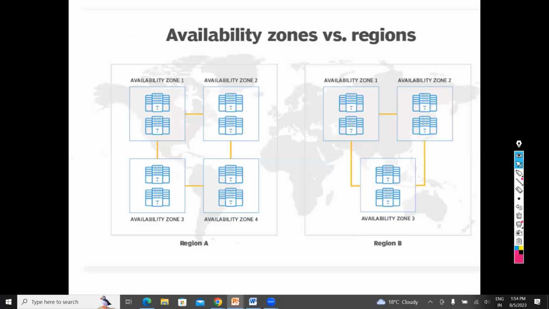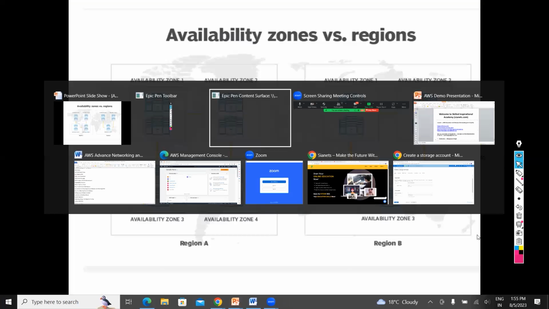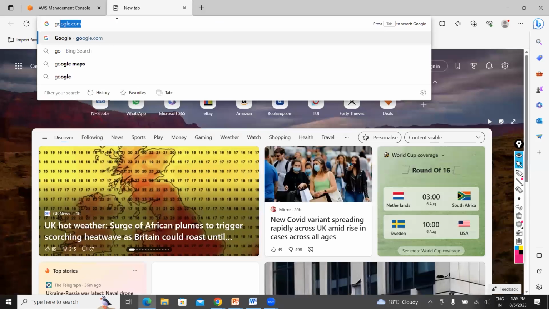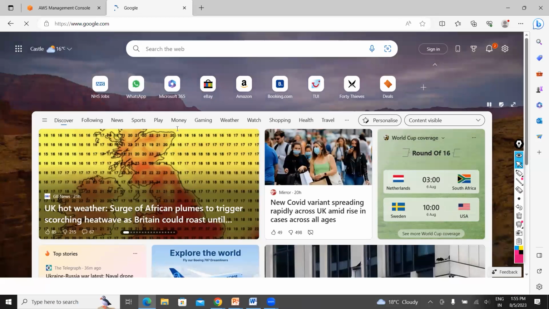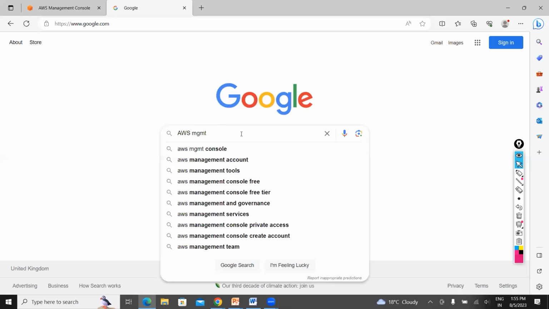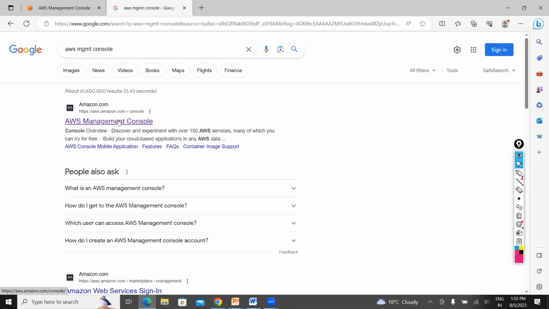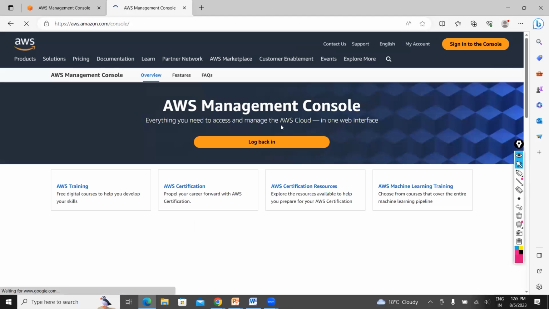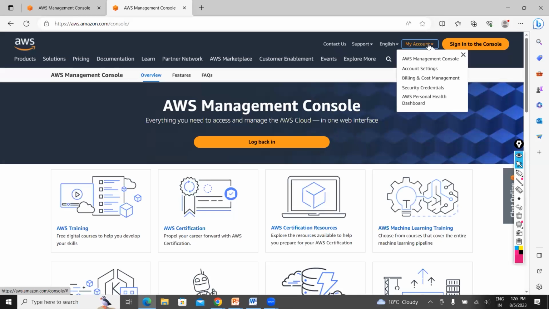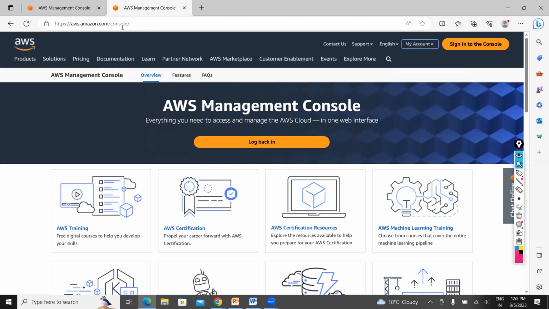So this is the end of this demo PPT. Now I will just show you the console. When you log into the management console, just go to Google and type AWS management console. This will be the link. Once you click on that, you will get an option to sign in to the console. I have already logged in, so it is not giving me the option to sign up, right? Otherwise you will get a sign-up account option.